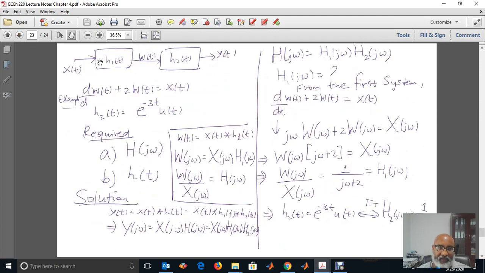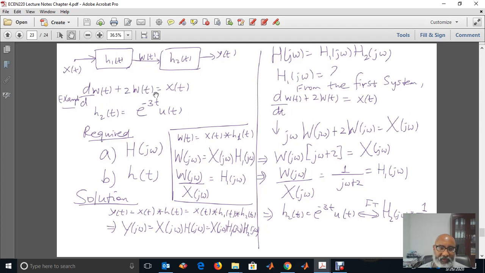Now let's have this system, and the first system is described by a differential equation. W is the output: dw(t)/dt plus 2 times w(t) is equal to x(t). So it's a first order differential equation. And the second system is given by the exponential function h2(t) = e^(-3t) u(t). Required: A, find the overall frequency response H(jω). B, find h(t). That is, you change H(jω) to h(t).